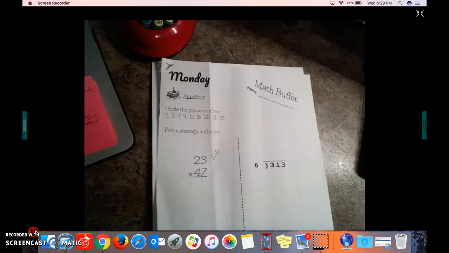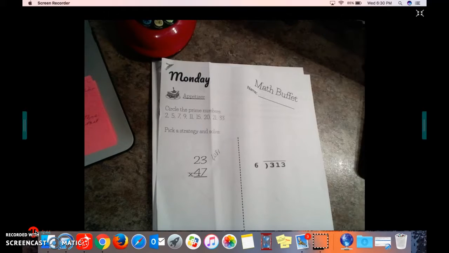A prime number is a whole number greater than 1 whose only two whole number factors are 1 and itself. So that means that the number can only be divided evenly by 1 or itself. And it must be a number greater than 1. So 1 doesn't actually count as a prime number. Okay? So when I look at these, I'm thinking of factors.